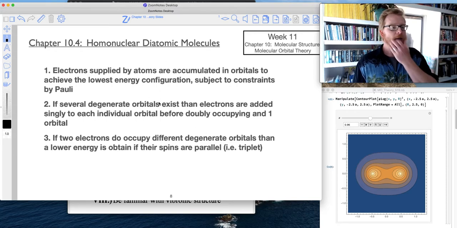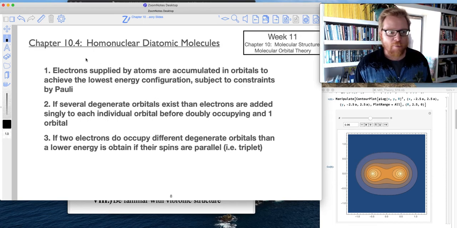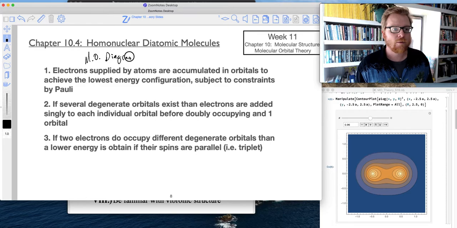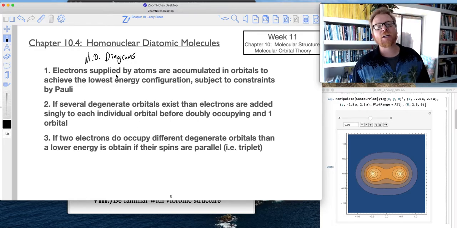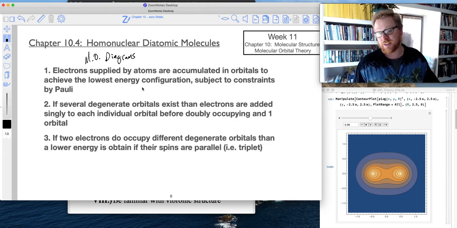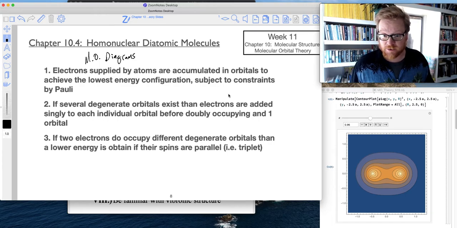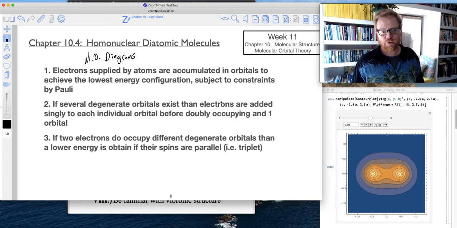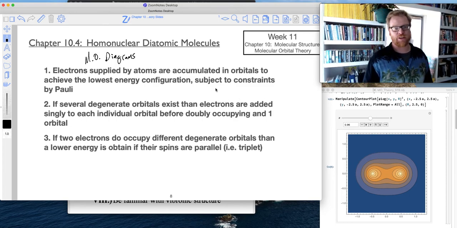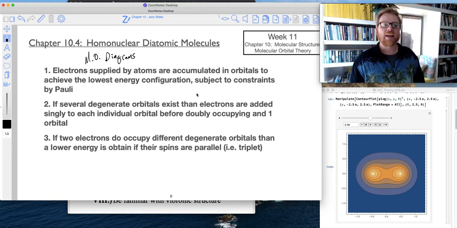So, describing how we create an MO diagram. I should write that there, MO diagrams. Electrons supplied by atoms are accumulated in orbitals to achieve the lowest energy configuration, subject to constraints by Pauli. So we know that the bonding configuration will be the lowest energy configuration. The anti-bonding configuration is the highest energy configuration. So our goal is to try and minimize energy.